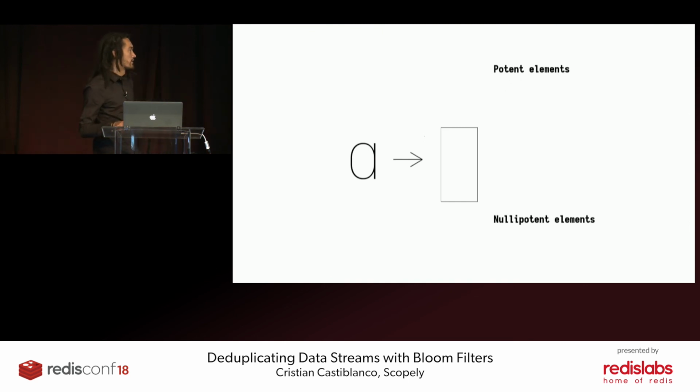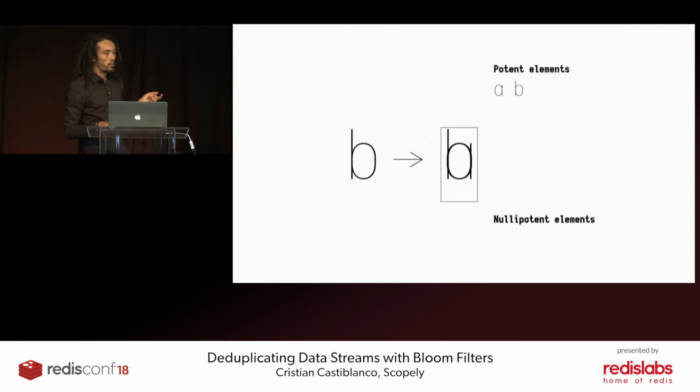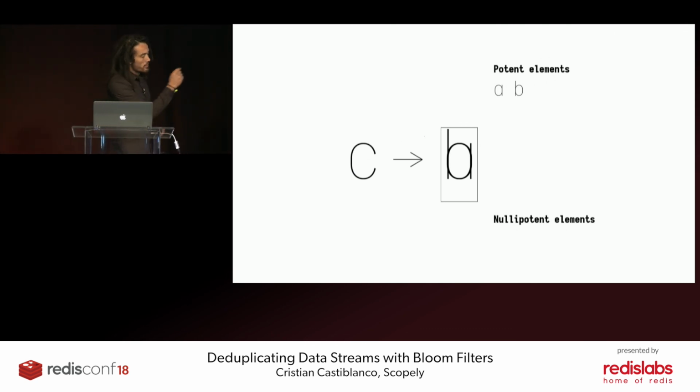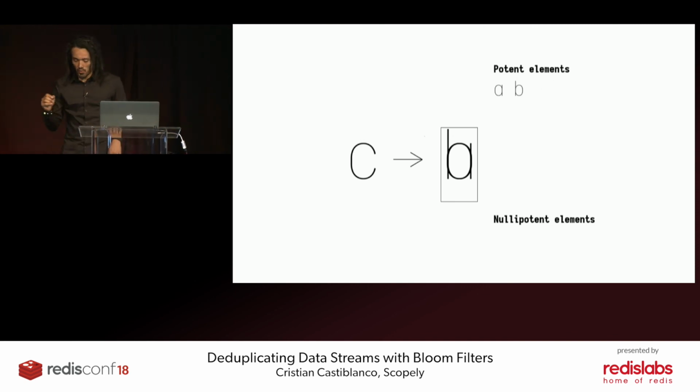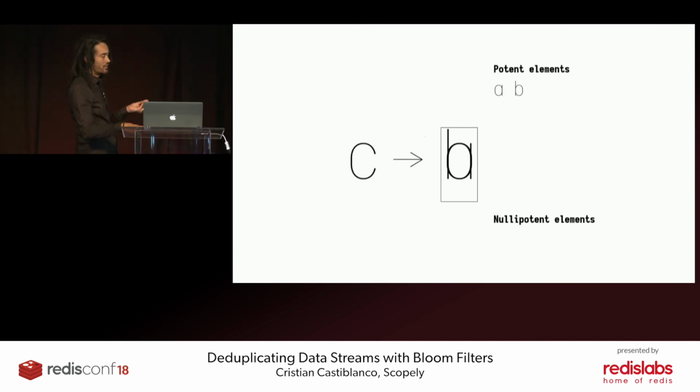So in this first case, it's very simple. It's empty, so we just add the element directly to the filter. We know it's potent, right? Let's see B. If we want to add B here and to see if it's potent or nullipotent, well, all the pixels of B are not already used in this filter, so it's also potent, right? Now, the first interesting case is C. Now, if you see all the pixels that conform the letter C are already used in this set, which means that when you ask this Bloom filter, hey, is C part of this set, it's going to tell you, probably.